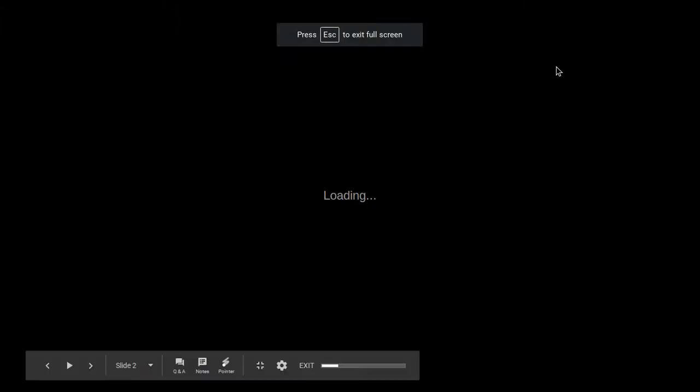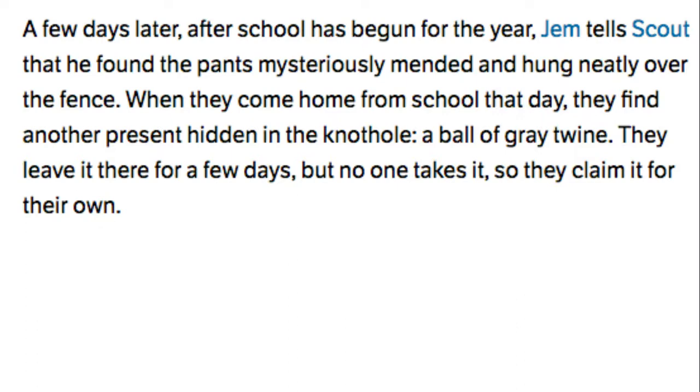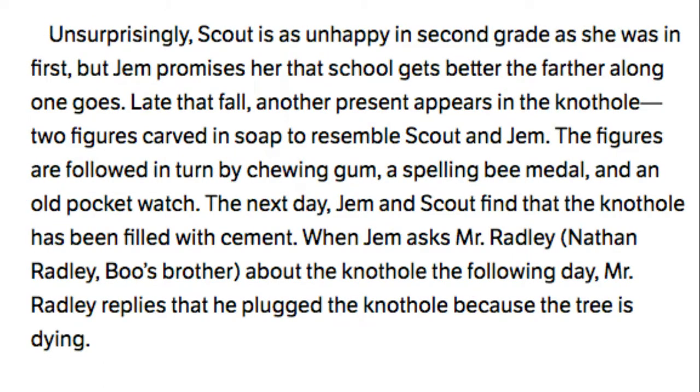Okay, so we remember that Jem lost his pants when going over to the Radley house. But a few days later, after school began, Jem tells Scout that he found his pants mysteriously mended and hung neatly over the fence. And when they came home from school that day, they found another present hidden in the knot hole in the tree, and it was a ball of gray twine. They leave it there for a few days, but no one takes it, so they claim it for their own.